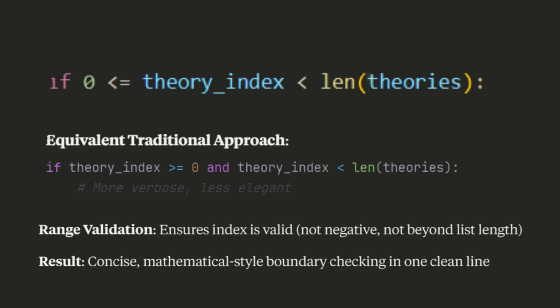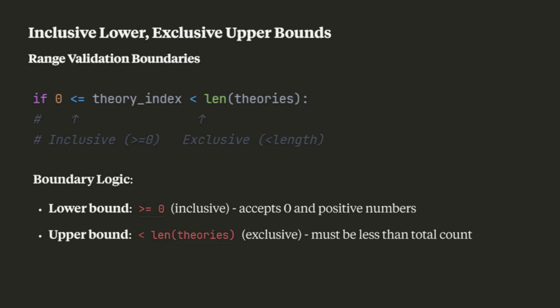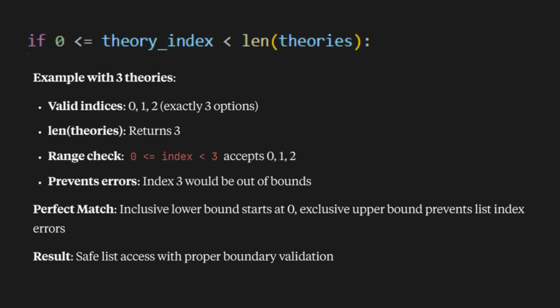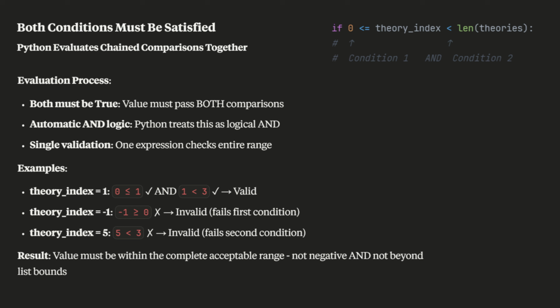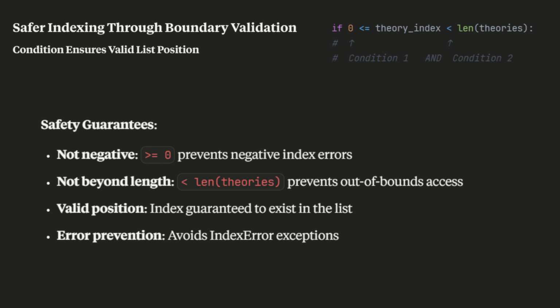So with the less than or equal to initial 0 to theory index, it's using that inclusive lower bound, and the less than len theories checks that the index is less than the total number of theories, which is an exclusive upper bound. This is not less than or equal to. And Python will evaluate both conditions together, and the value has to satisfy both comparisons. Create a safe array indexing through boundary validation this way.